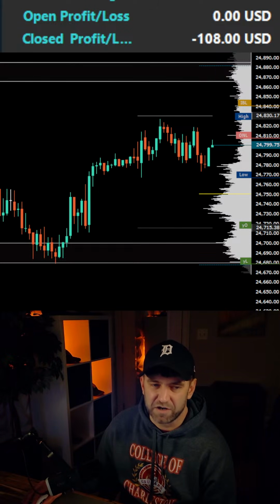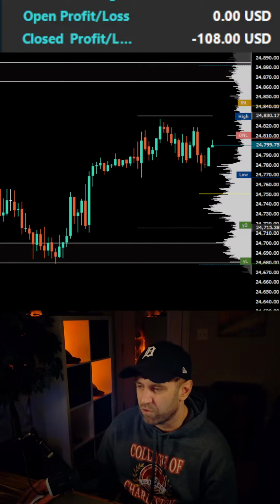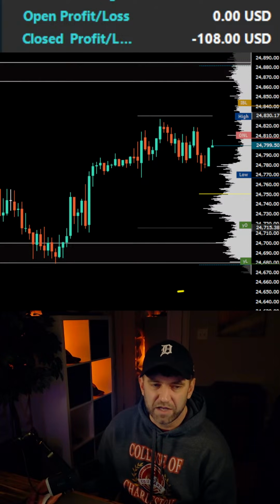But that's my strat. I mean, obviously, I'm using order flow and everything to kind of confirm it. But in its most simple form, that's my normal strategy. It's what works for me.